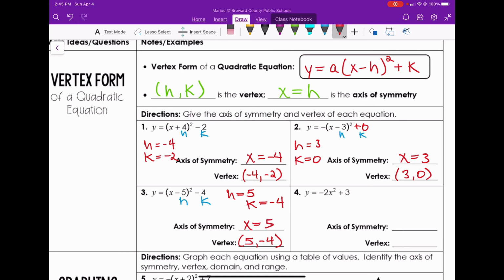Number 4. Here, h is over here, and then this is k. Now for our h, we don't have a number, which means that h is actually 0, and k is positive 3. So our vertex here is 0, comma, positive 3, and our axis of symmetry is x equals 0. Okay? And that's how you identify the vertex and the axis of symmetry when the equation is written in vertex form.